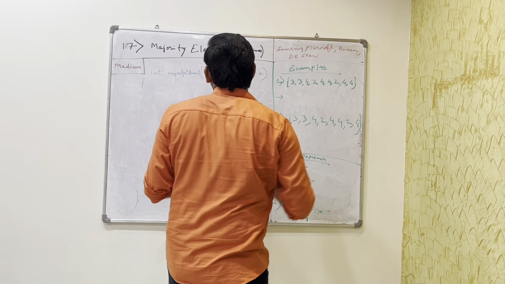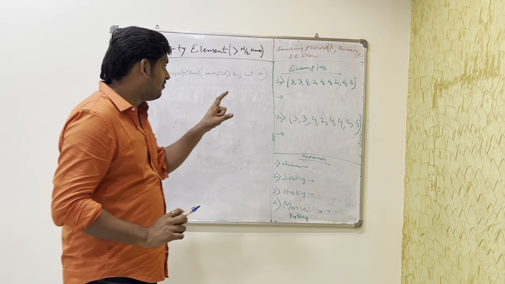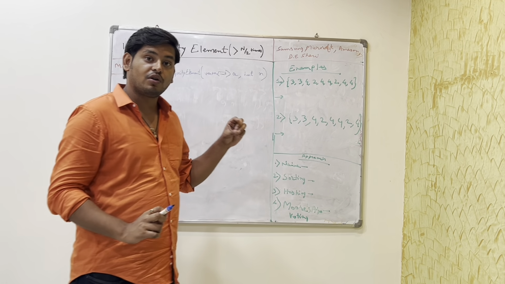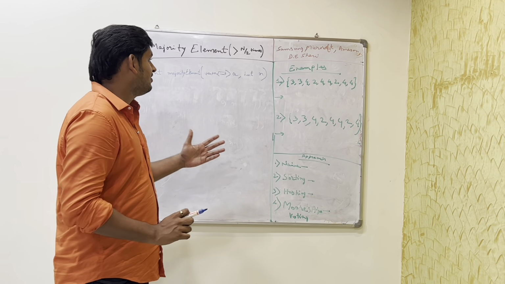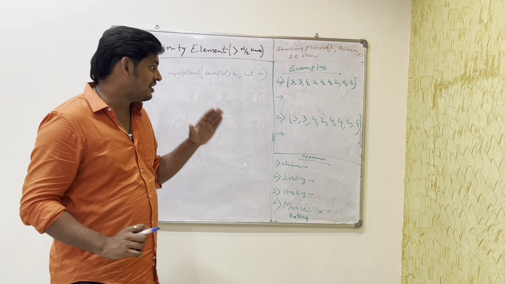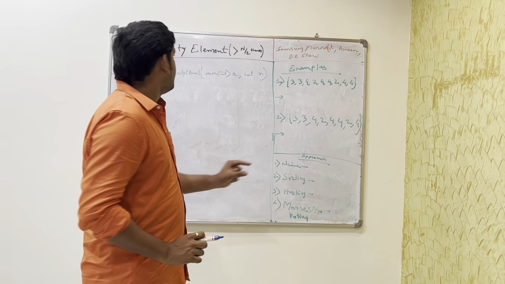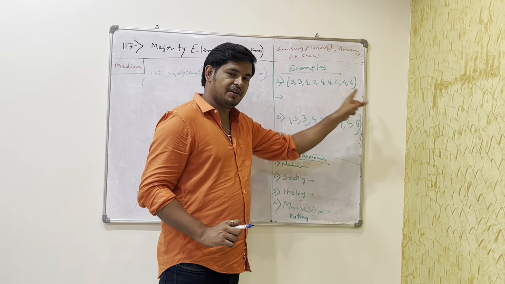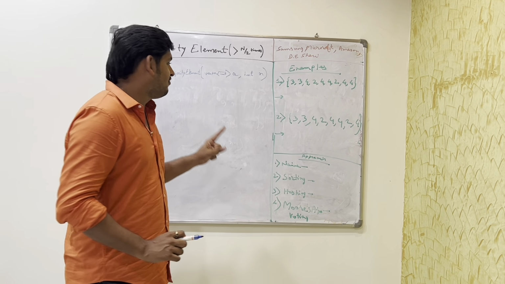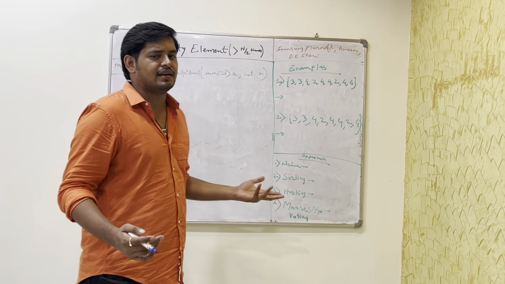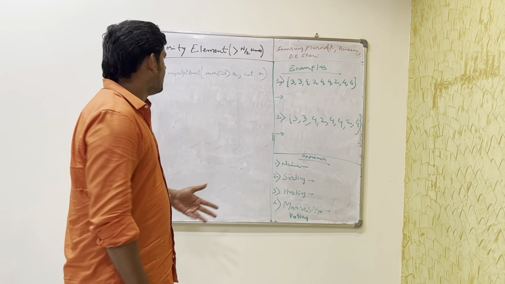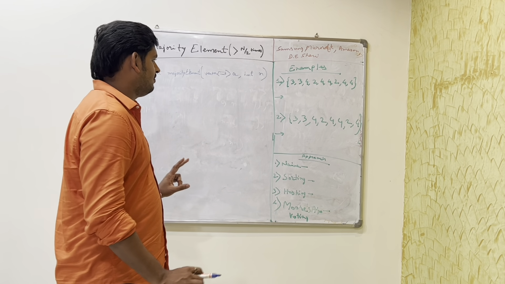So if there are 10 elements, then there should be one element which is more than 5 times, because 10 by 2 is 5. So if an element appears more than 5 times in the array, then that element is a majority element. If we have a majority element in the array, we need to return it. If we don't have it, then we will return either no majority element or -1. So let's assume that we need to return -1 for that case.